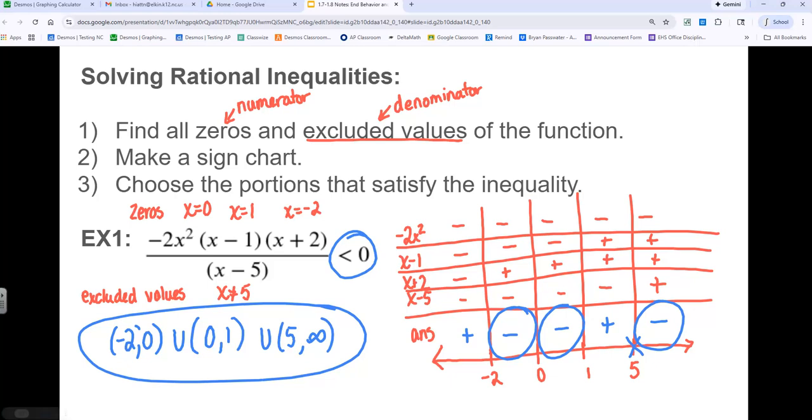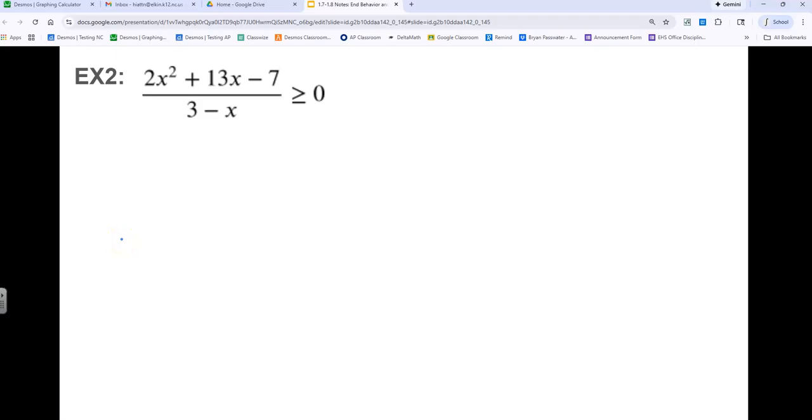All right, let's continue and do another. Okay, now this one is not factored for us, so we're going to have to factor. And that numerator is one of those that's a little bit more difficult to factor, right? So I'm going to show you guys how I factor, because I do not do the X method.